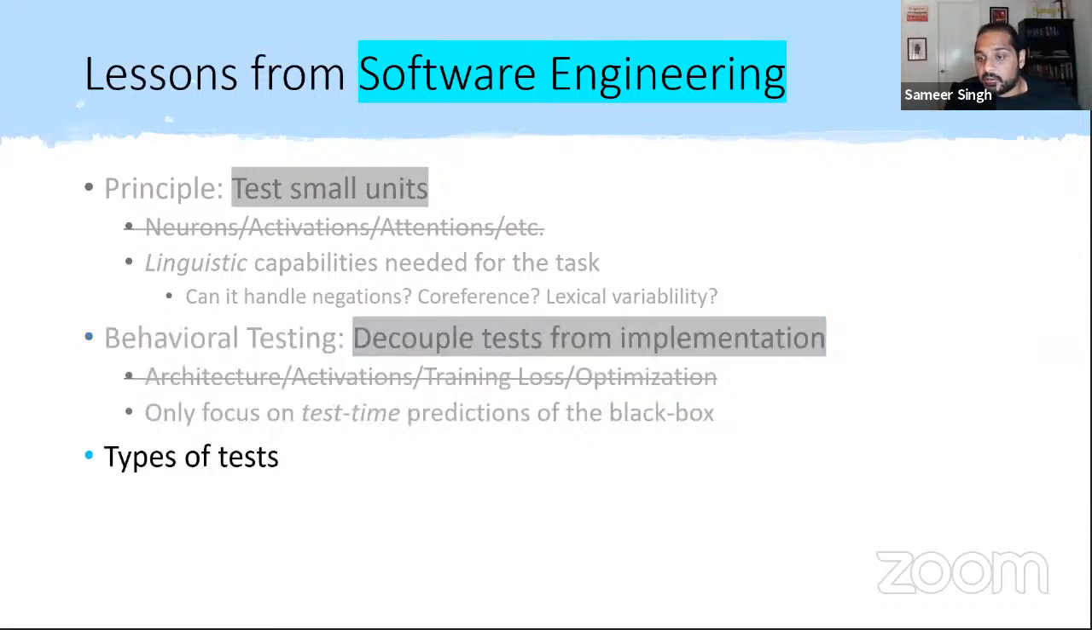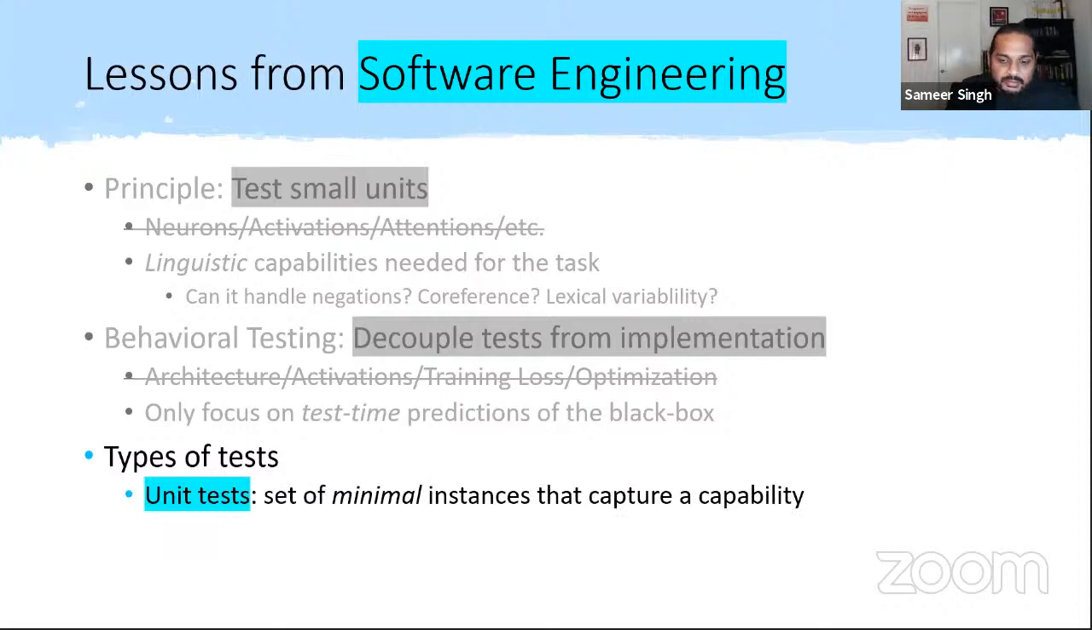And finally, we're going to be looking at the types of tests that software engineers have been thinking about and seeing how they translate to NLP. The first one that I think most of us are very familiar with is unit tests. These are mostly example inputs and what the output should be. This is very similar to accuracy, so it overlaps a little bit, but we're going to think of them as minimal instances that capture the capability that you're testing for. You're trying to create instances that are targeted for specific capabilities.